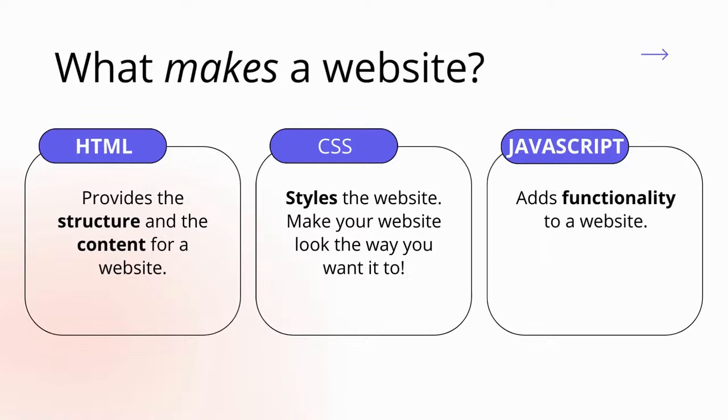Websites are made up of HTML, CSS, and JavaScript. HTML forms the structure and the content of a website, while CSS styles a website. JavaScript adds functionality to a website. All of these three languages pair nicely together to help us build amazing websites.